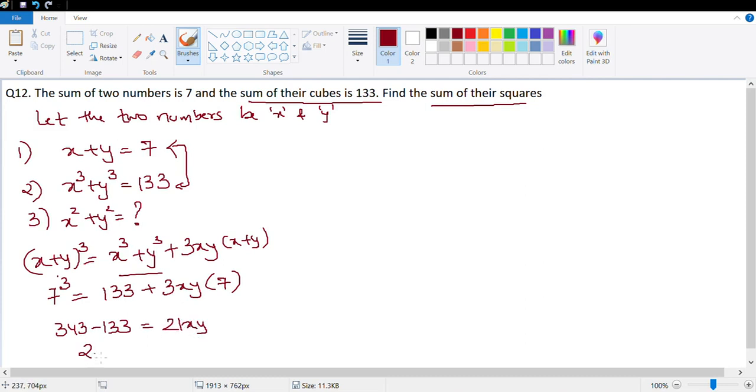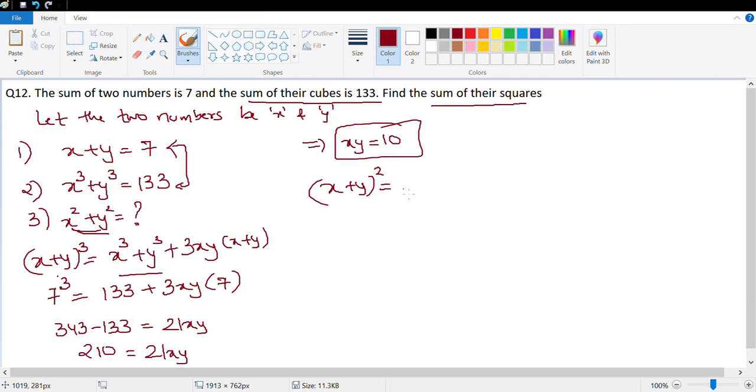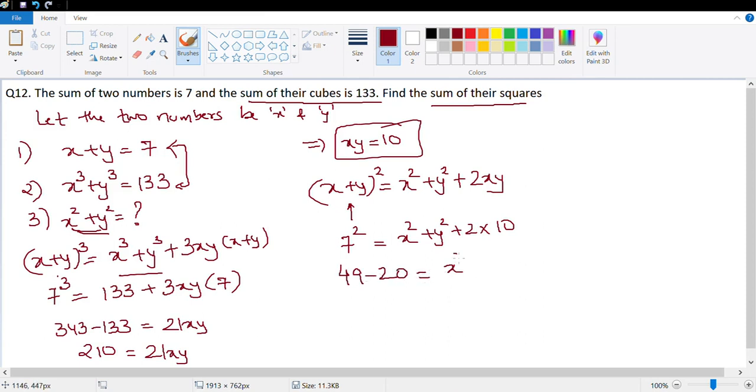343 minus 133, that's 210, is equal to 21xy, which means xy is equal to 10. So xy equal to 10 will help me figure out the value of x square plus y square, because I know x plus y the whole square is equal to x square plus y square plus 2xy. Let's substitute values. X plus y we know is 7, which means 7 square is equal to x square plus y square plus 2 times xy, that's 10. So 49 minus 20 is equal to x square plus y square, which is equal to 29.